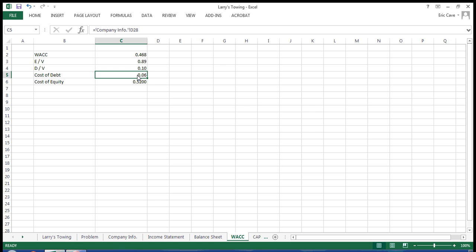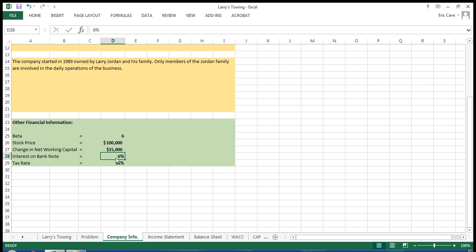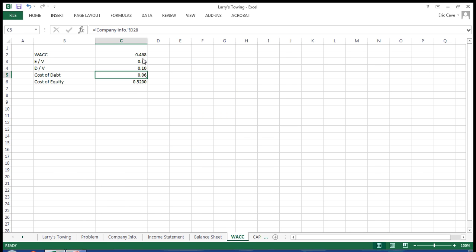The next is going to be the cost of debt. Typically, you can use the percentage of a long-term bond that a company offers. In this specific example and in your case study examples, you can also use the long-term debt of, say, a bank note. Within Larry's telling, we know in the company info that the interest rate on a bank note is going to be 6%. And you'll see that in the case study. So you go back to the weighted average cost of capital, the cost of debt will be 6%. So in the next video part, we'll show you how to calculate the cost of equity.